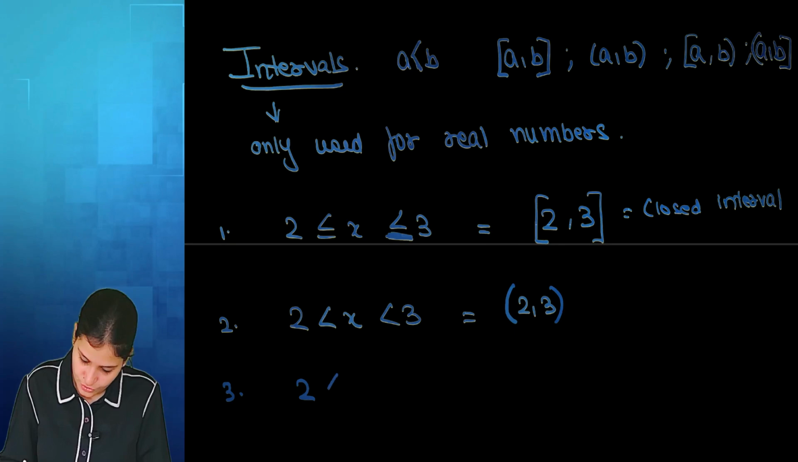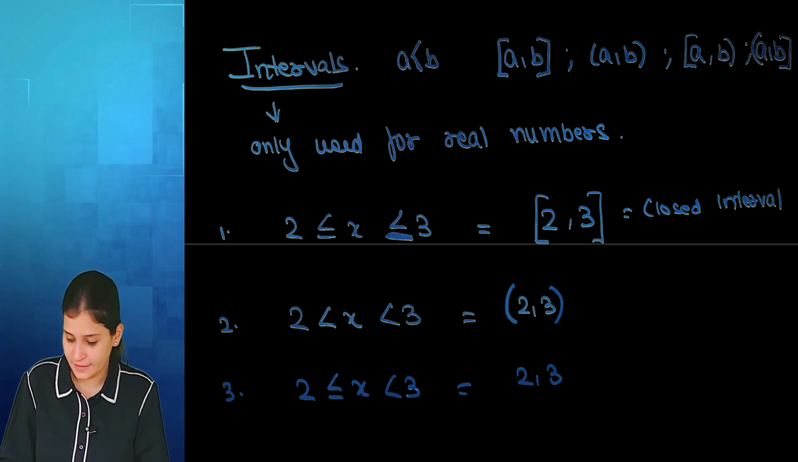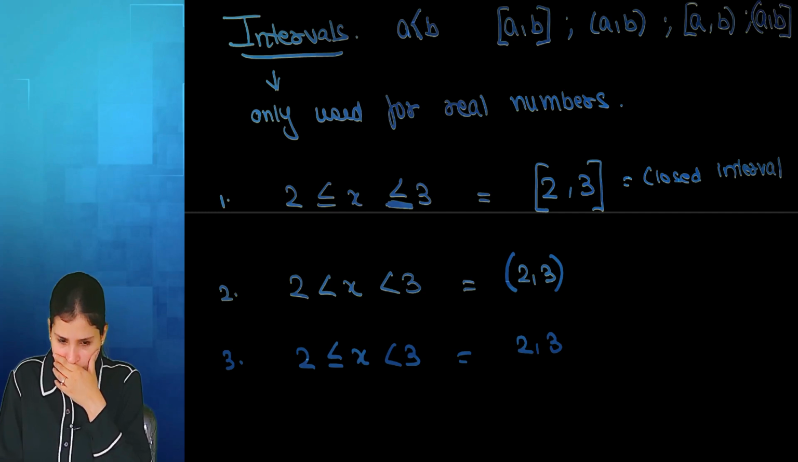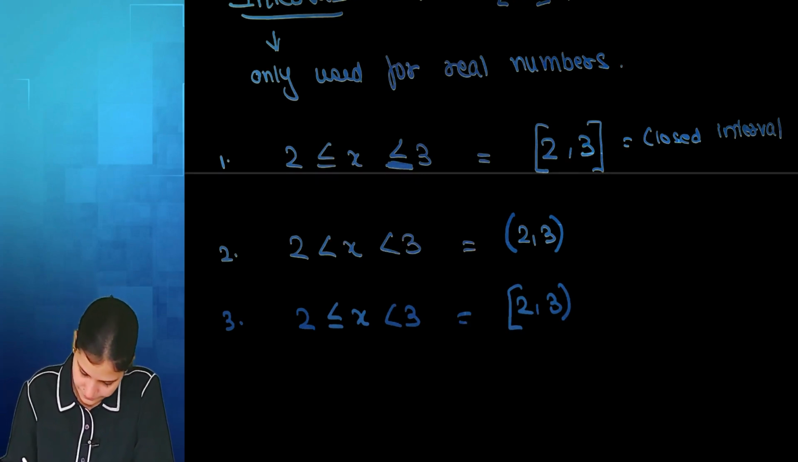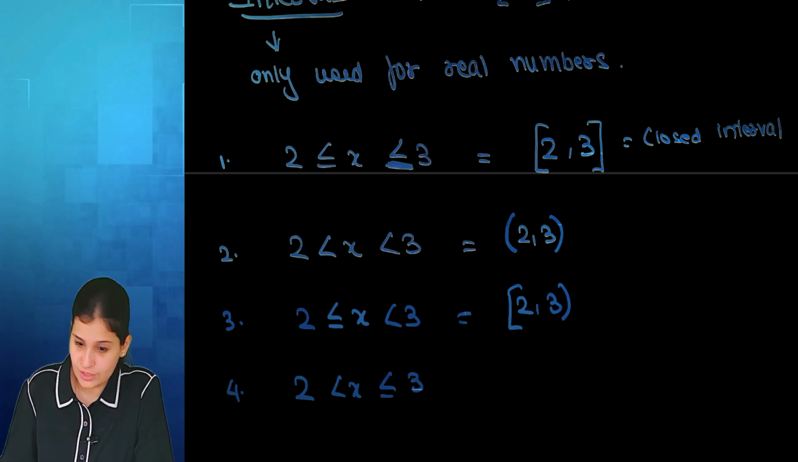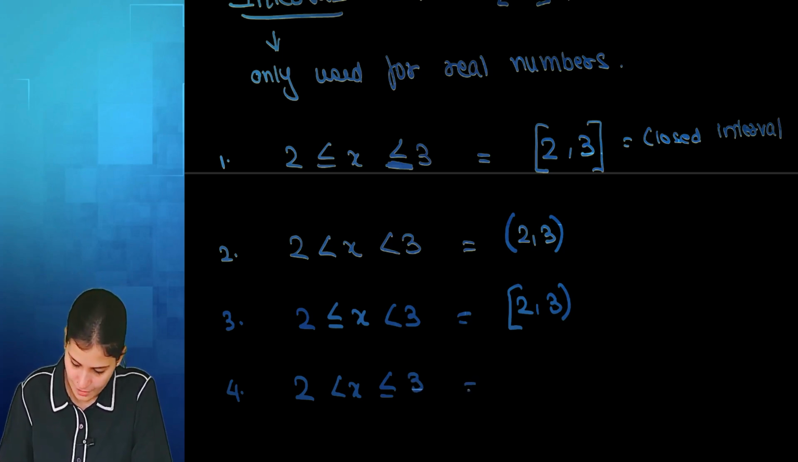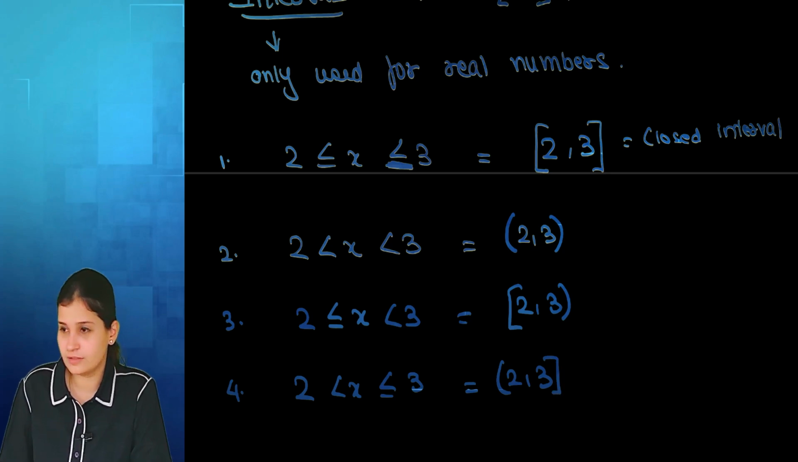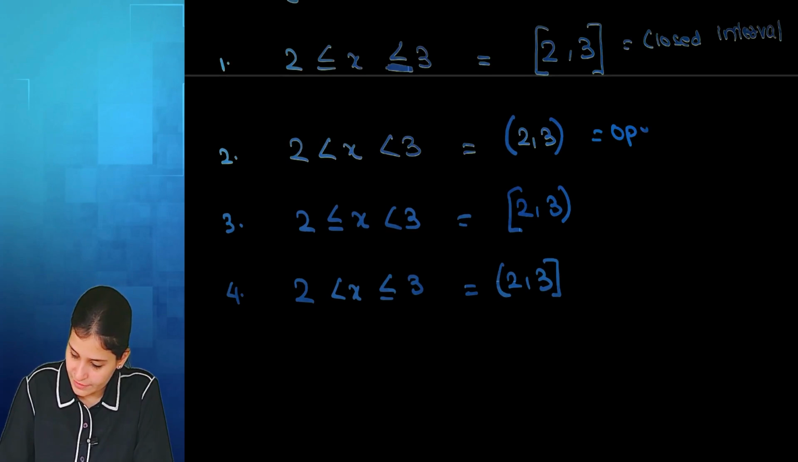If it is 2 smaller than or equal to x smaller than 3, again 2 comma 3, what should I write as the bracket? In front of the 2, a square bracket, and then round. So 2 smaller than x smaller than or equal to 3: again 2, 3, open bracket 2, 3 square bracket. Very good. Done. Now this is an open interval.